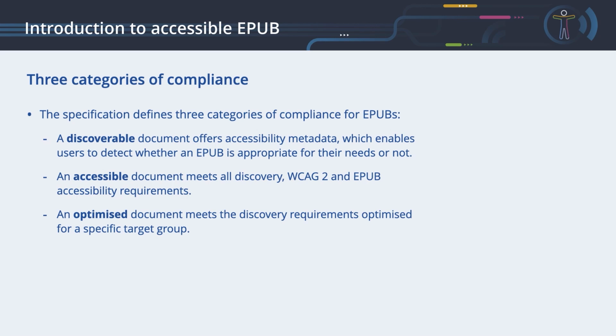A discoverable document offers accessibility metadata, which enables users to detect whether an EPUB is appropriate for their needs or not. It does this regardless of its grade of accessibility. An EPUB document stating it is not accessible for a specific target group can still be classed as discoverable. An accessible document meets all discovery, WCAG 2, and EPUB accessibility requirements. An optimized document meets the discovery requirements optimized for a specific target group. We will have a look at all three categories.